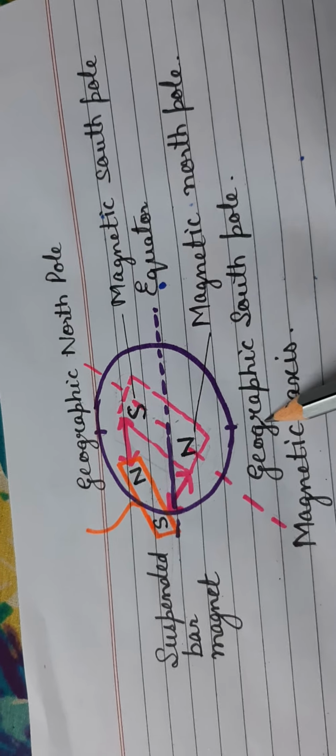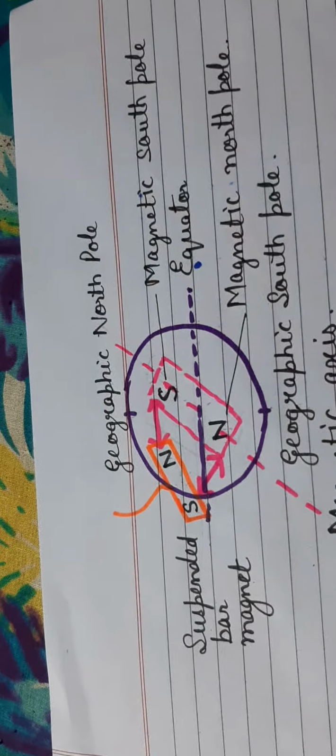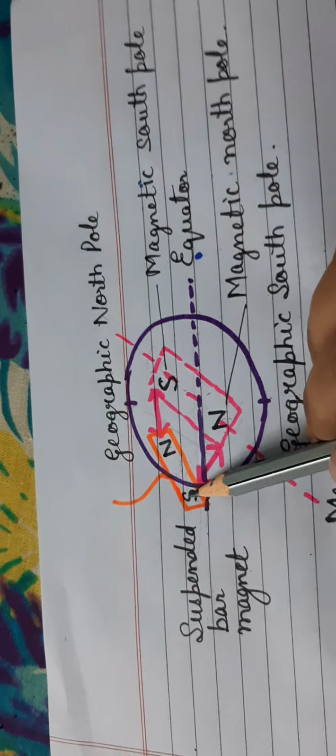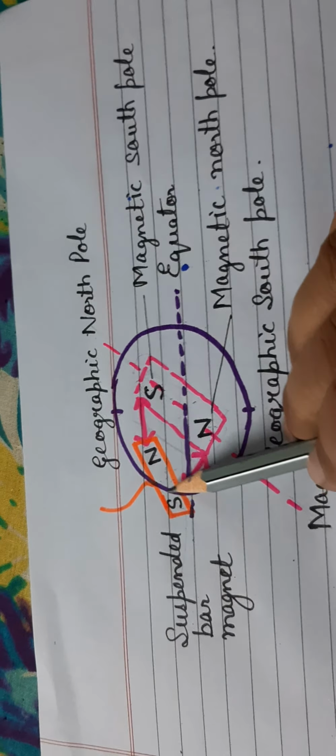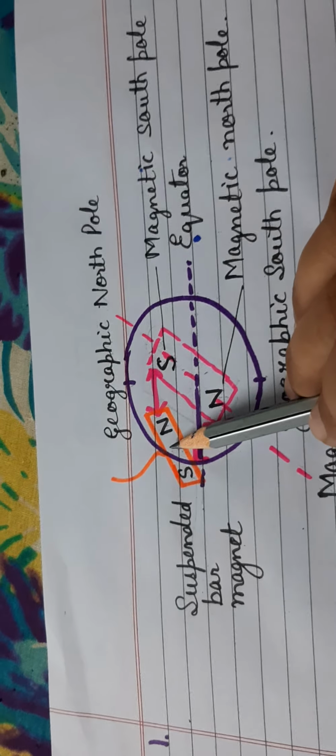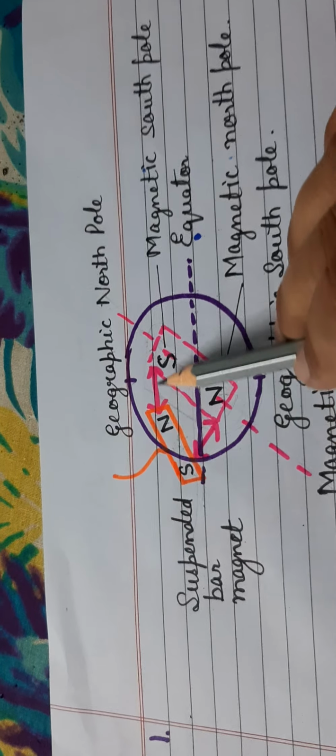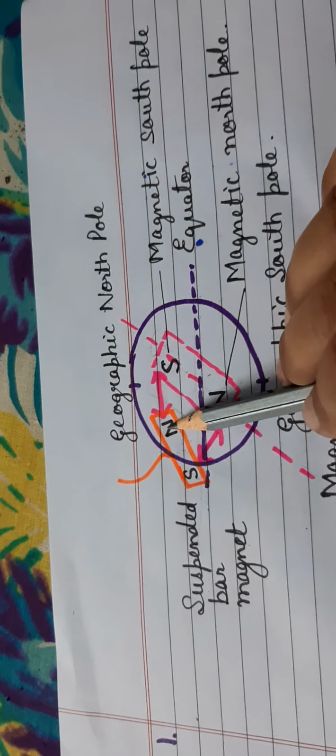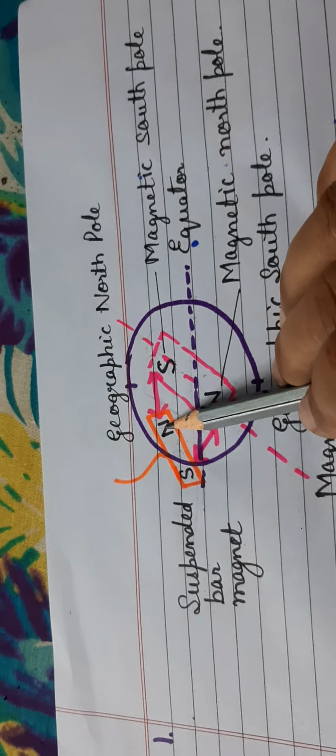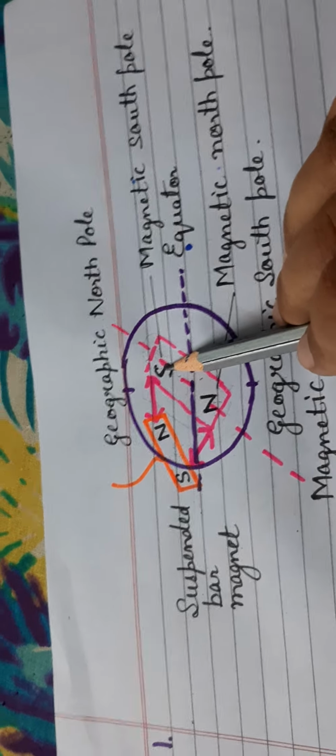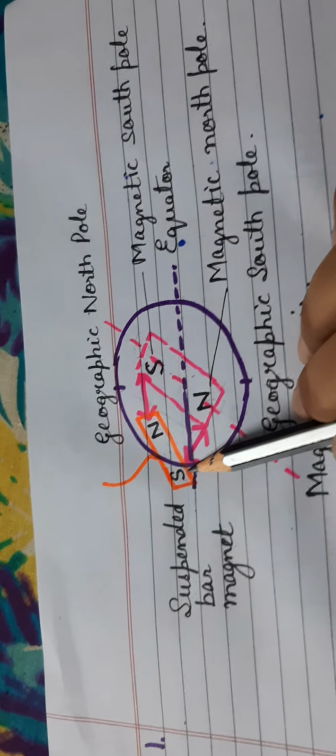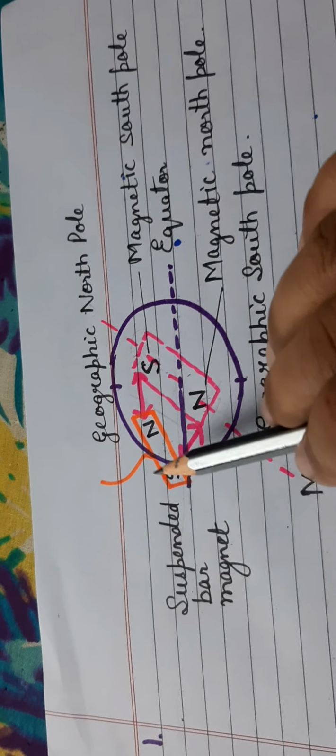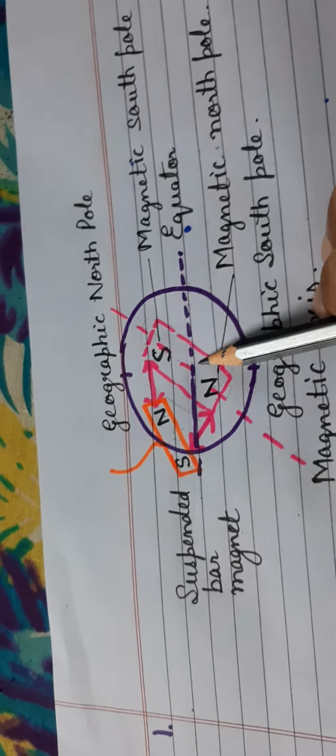Now, when I suspend my bar magnet anywhere on the surface of this earth, this orange one is the magnet which I have suspended. Now, my magnet gets aligned with the earth's magnetic field. Right, children? That is, the north of my magnet will point towards the magnetic south, and the south of my magnet will point towards the magnetic north. And it should be so, because it is coming under the influence of the earth's magnetic field, right?